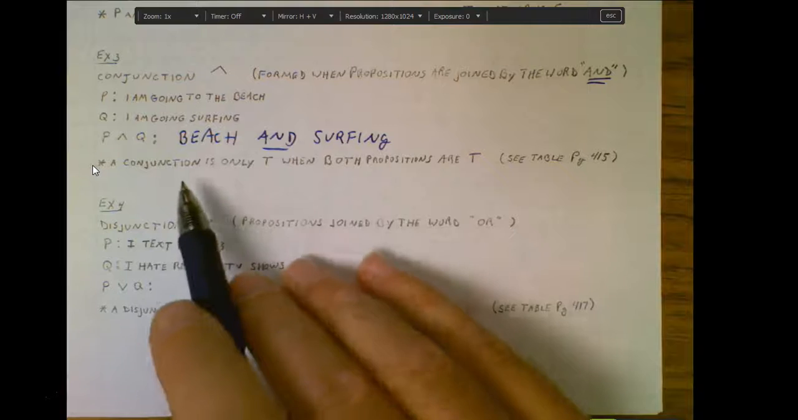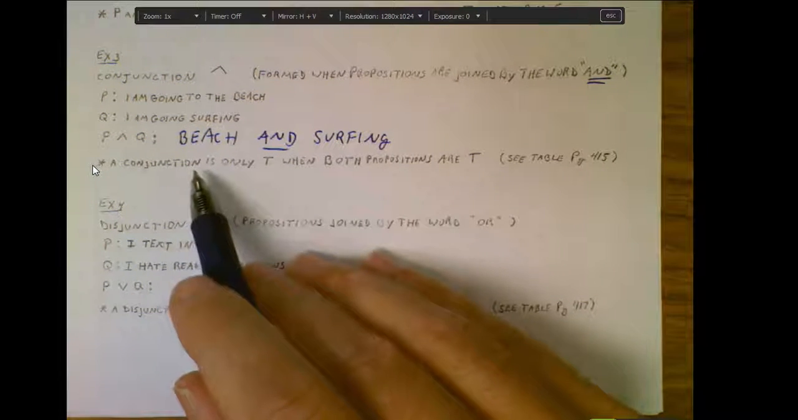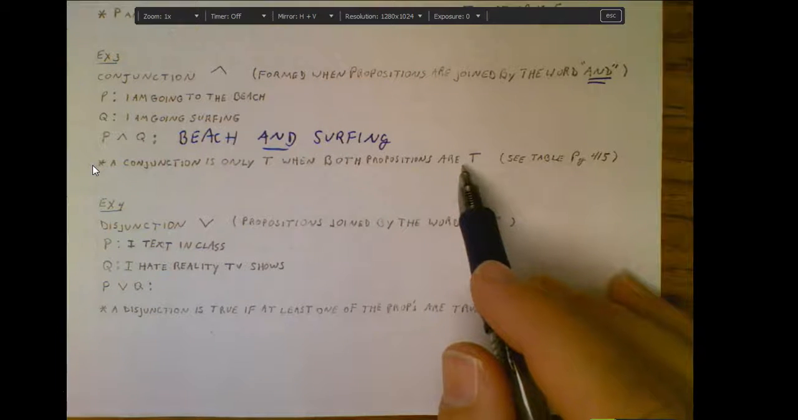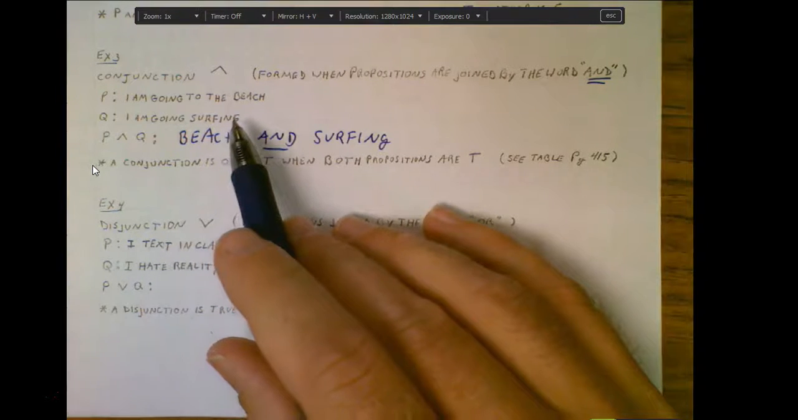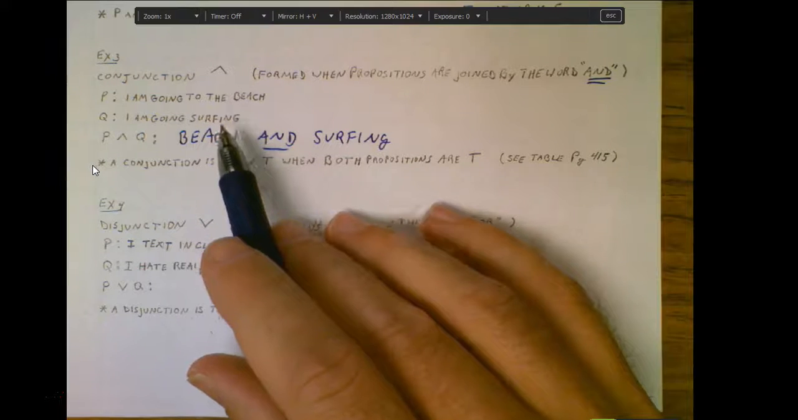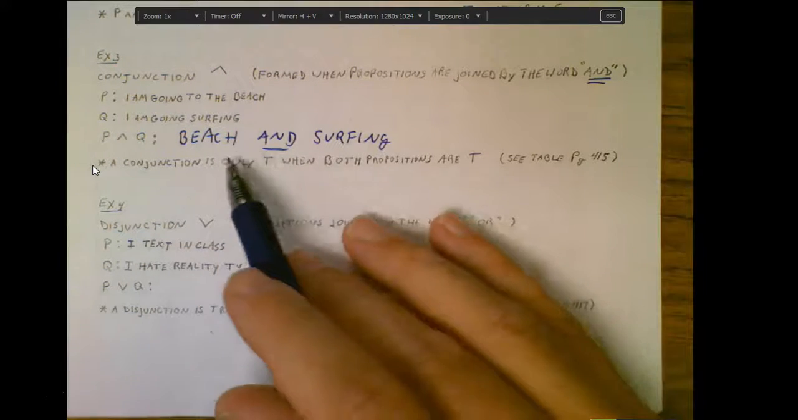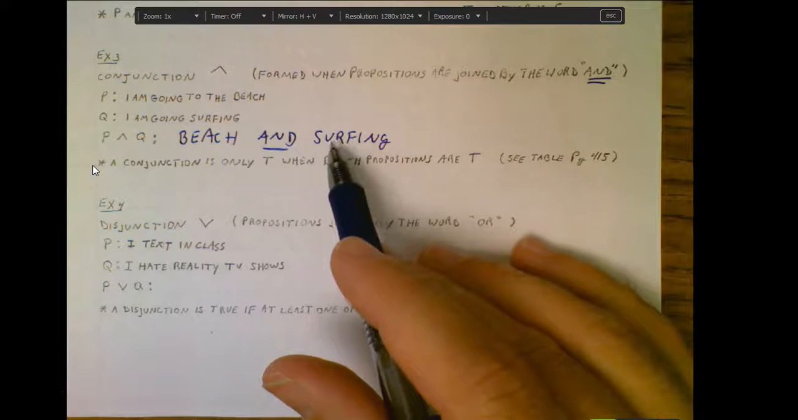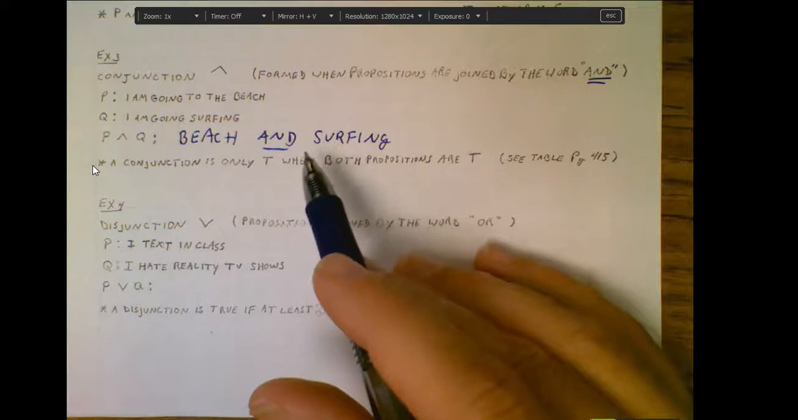Because a lot of what we deal with throughout this chapter are whether or not things are true and whether or not they're false. So how do we know if a conjunction is true? Well, it's only true if both propositions are true. If you think about it logically for a minute, and that's why this is called logic, if I were to tell you I am going to the beach and I am going surfing, well, in order for me to be telling you the truth, both of those things would have to happen. I would have to go to the beach and I would have to go surfing. And if I only did one of those but not the other, then I would not be telling you the truth.